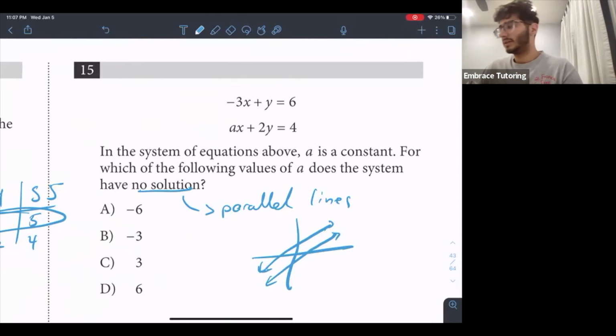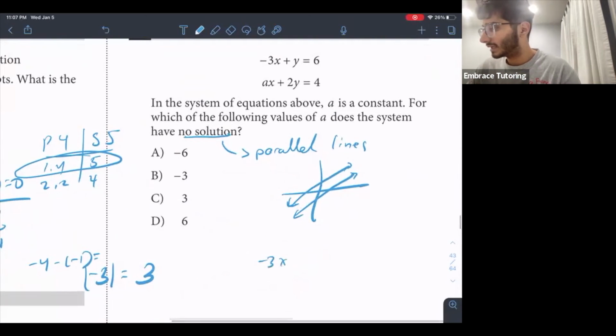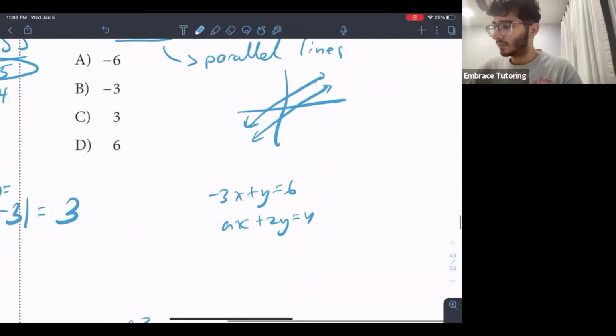They would never cross. Okay, so you have negative 3x plus y is equal to 6, x plus 2y is equal to 4. So we can put this in terms of y is equal to mx plus b form, and then put this into y is equal to mx plus b form, and then solve for the slopes.